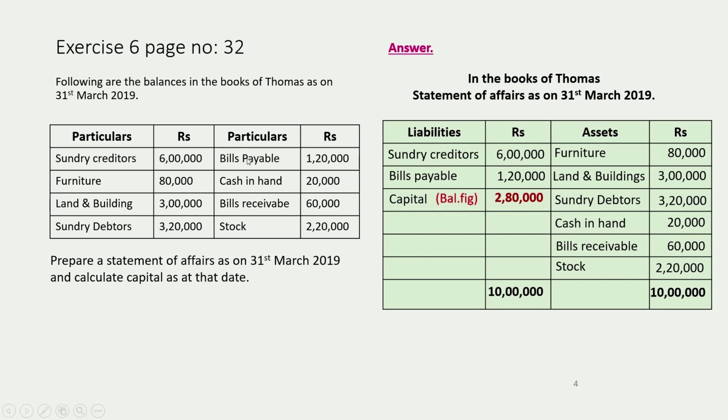When you are given some balances of assets and liabilities, and when you are asked to find capital, you have to prepare the statement of affairs. You have to write the assets on the right hand side and the liabilities on the left hand side. Identify all the assets in the problem and write them on the asset side. Identify all the liabilities and write them on the liability side. Then balance the account. Then you will get capital as your balancing figure. Like this we have to do the problem. Okay. Revise again and again and practice repeatedly. Good luck.